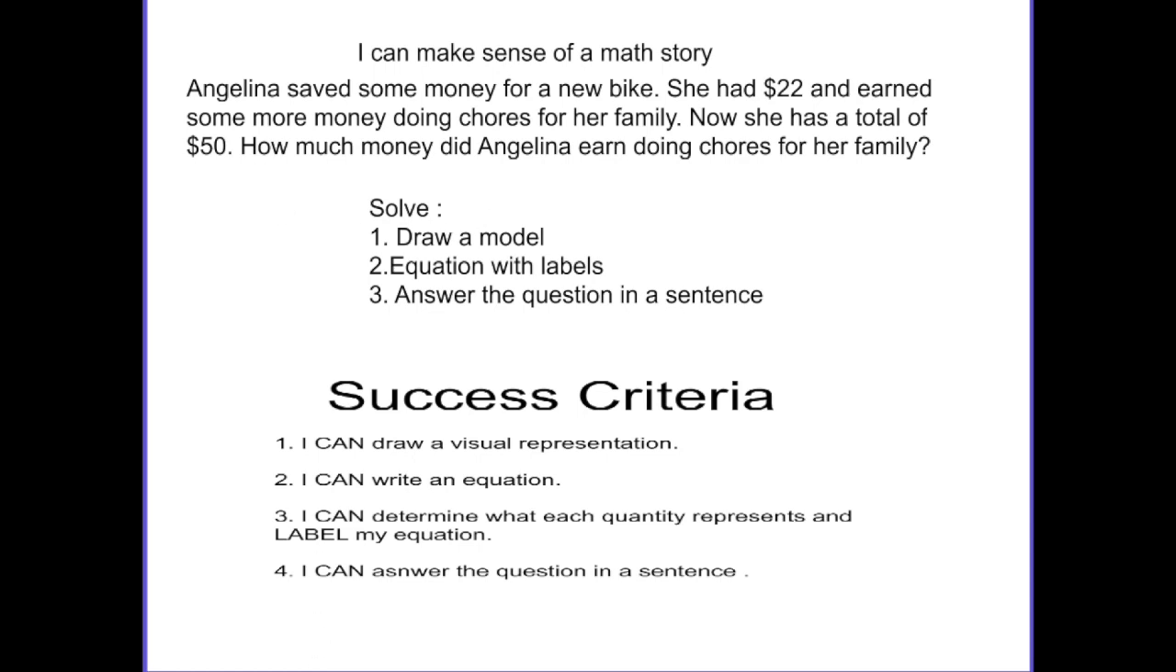Here's the three things that you need to do in order to solve. You need to 1. Draw a model, 2. Have an equation with labels, and 3. Answer the question in a sentence. And don't forget, you have to have 4 parts in order for you to be successful with this math story. If you can draw a visual representation, write an equation, label the equation, and answer the question in a sentence, you know that you were able to reach your goal.